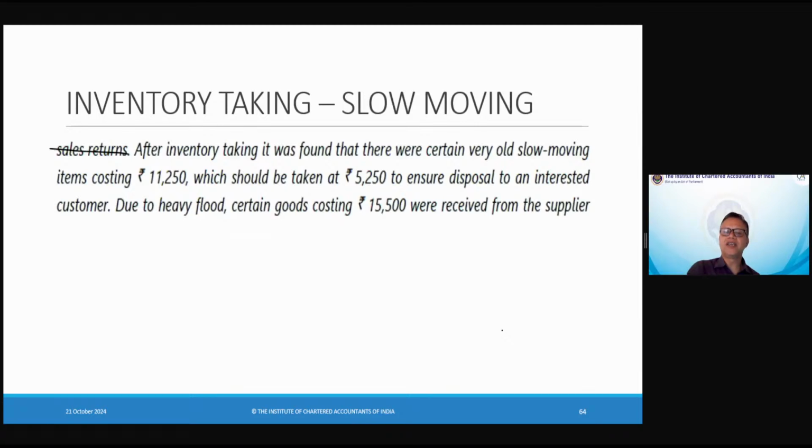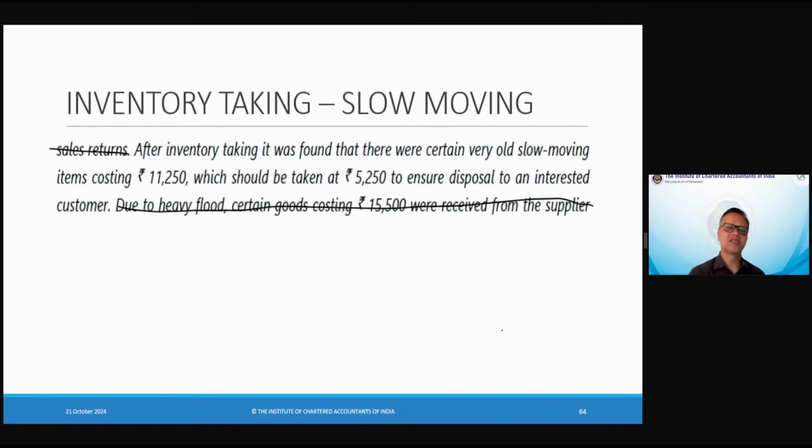After inventory taking, it was found that there were certain very old slow moving items costing 11,250, which should be taken at 5,250 to ensure disposal to an interested customer. Then there is another heavy flood. We are not interested in that heavy flood item now. Right now, we are focusing on that event of slow moving items. Now, if you see here, slow moving items, which is costing 11,250, it should be taken at 5,250 to ensure disposal to an interested customer.